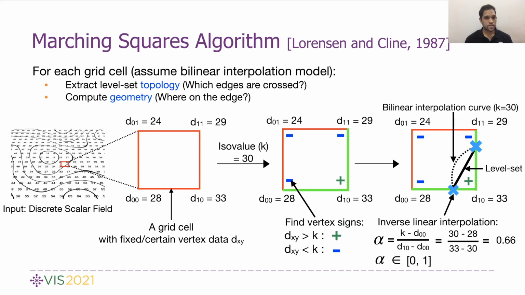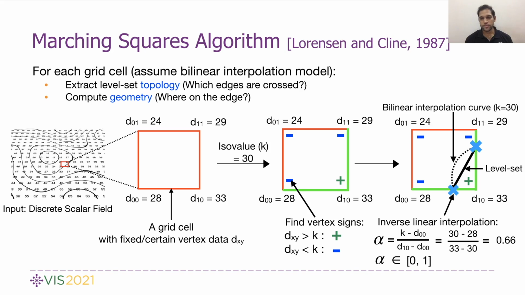Here is the depiction of the steps of the marching cubes algorithm that is extensively used for level set extraction. In the pictures below, the red square denotes a single cell of the discrete scalar field. Now for isovalue 30 K, the level set topology within the red square or the grid cell is determined by deriving the vertex signs. The vertex is assigned positive if data at vertex is greater than the isovalue, otherwise it is assigned the negative sign.